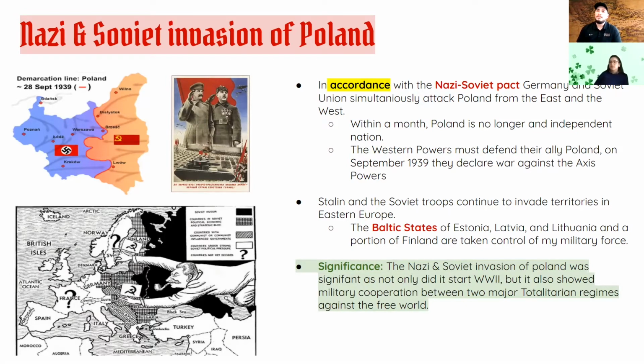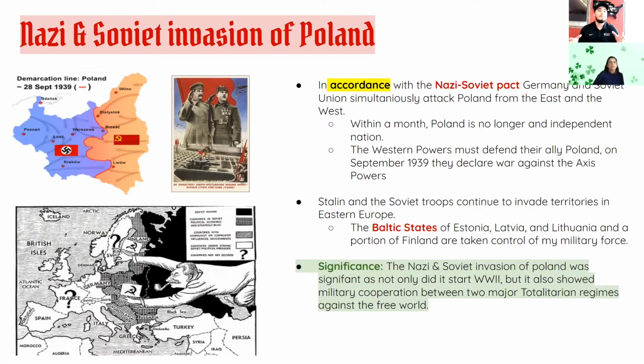In accordance with the Nazi-Soviet Pact, Germany and Soviet Union simultaneously attack Poland from the east and west. Within a month, Poland is no longer standing, and eventually is going to fall to these two enemies. The Western powers must defend their ally Poland. On September 1939, they declare war against the Axis powers.